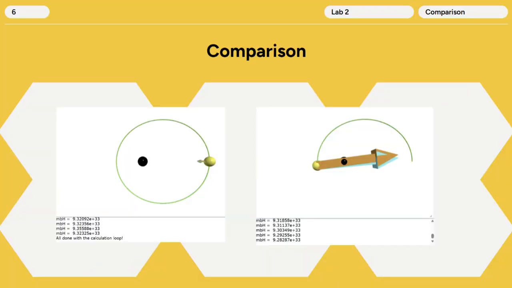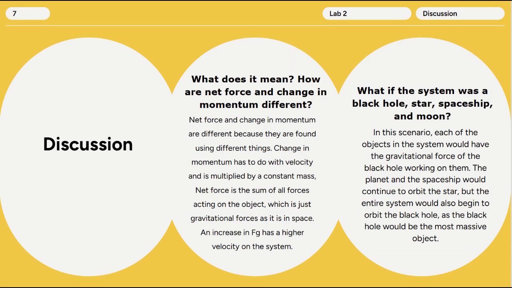With the outputs of the code, I found that it showed clearly that velocity increases the closer an orbiting object gets to the more massive object. I found it extremely interesting to see how both the parallel and the perpendicular parts of momentum grew as distance decreased. For discussion, net force and change in momentum are different because they are found using different things.